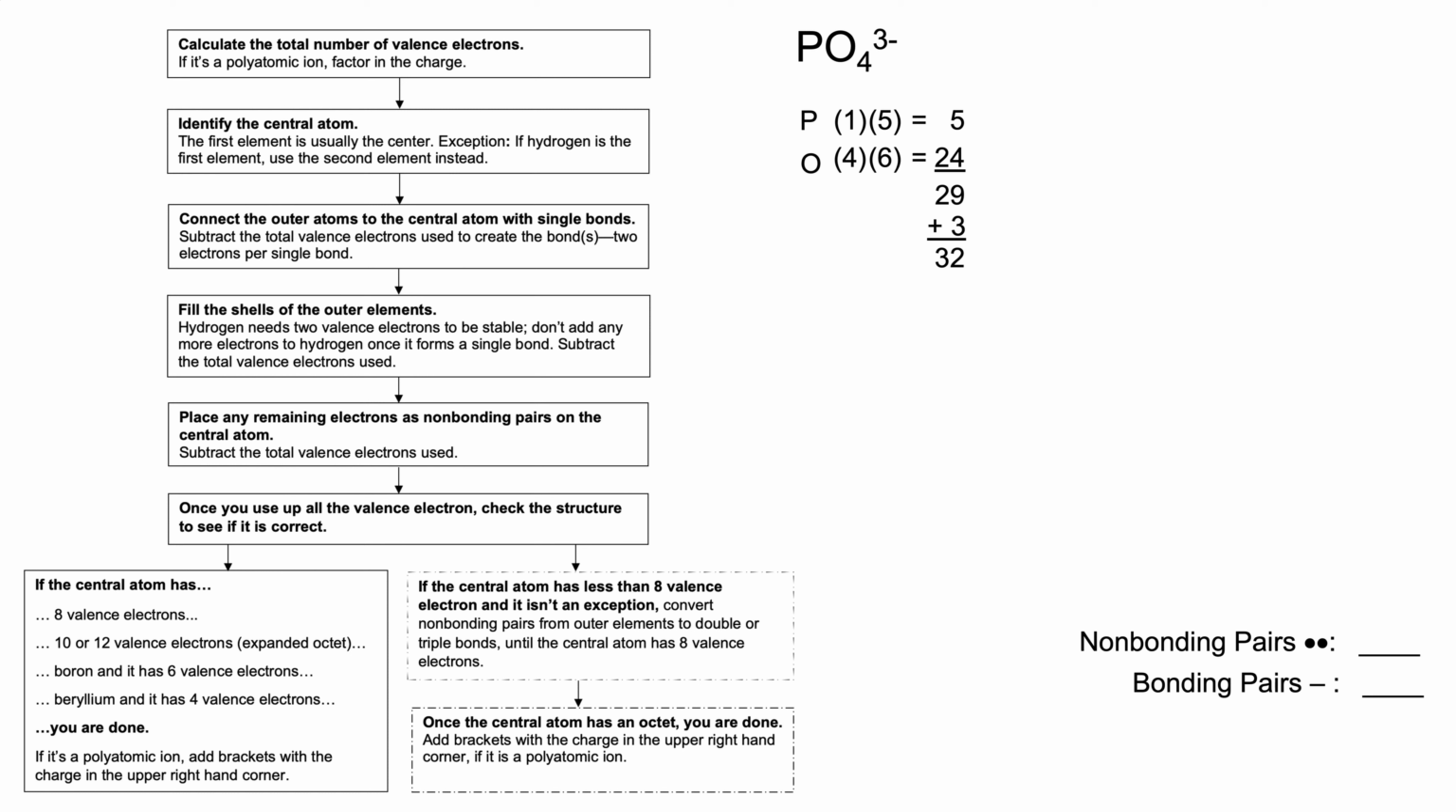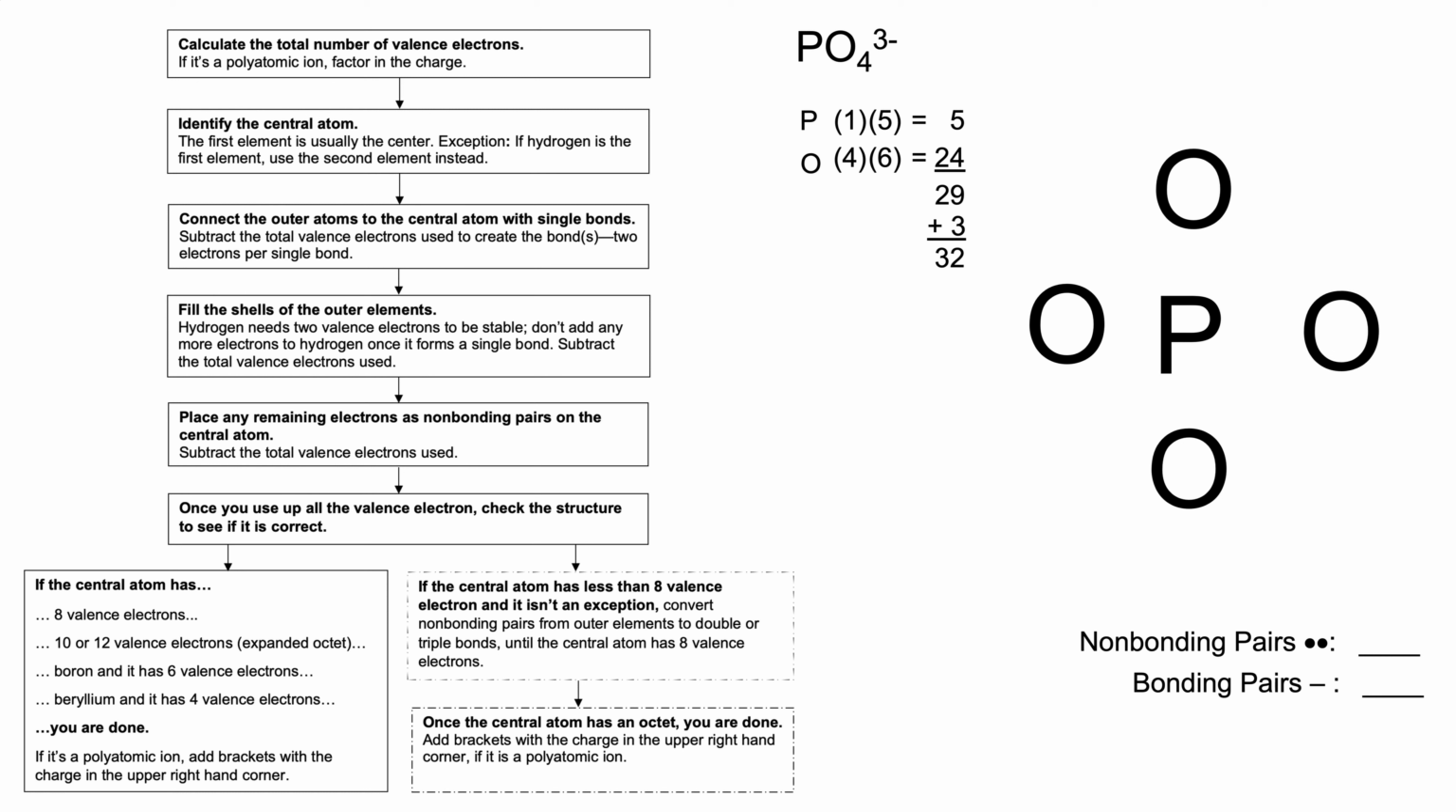I'm going to identify that phosphorus is the central atom. I place the 4 oxygens around it. I connect each oxygen to the central atom with a single covalent bond. That uses up 8 of my valence electrons.